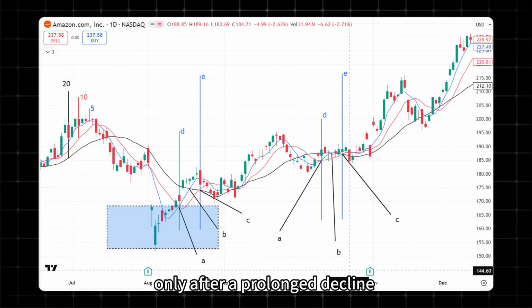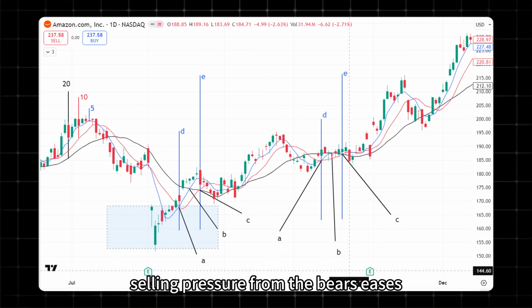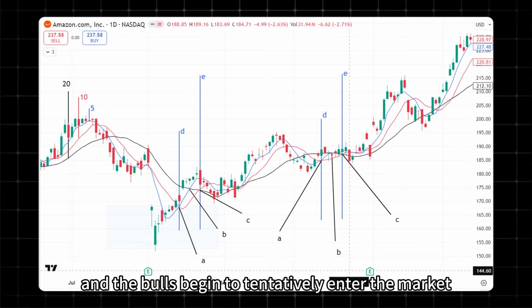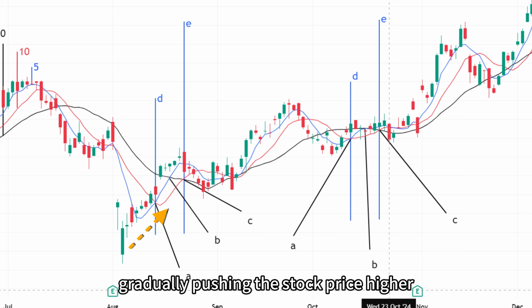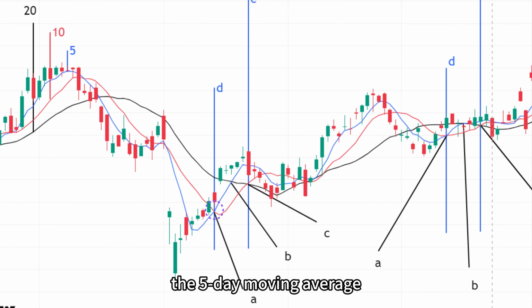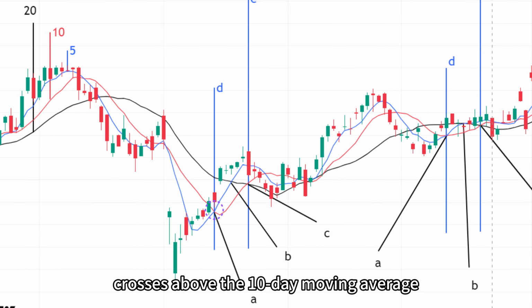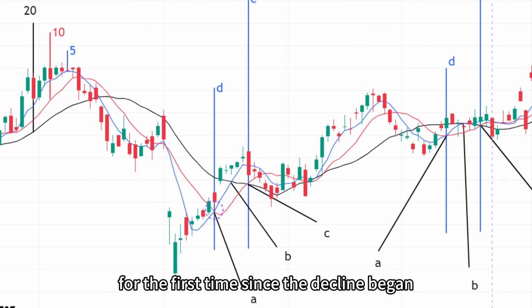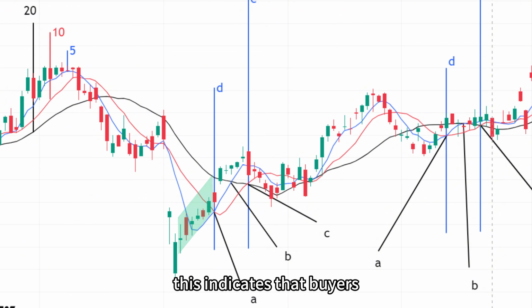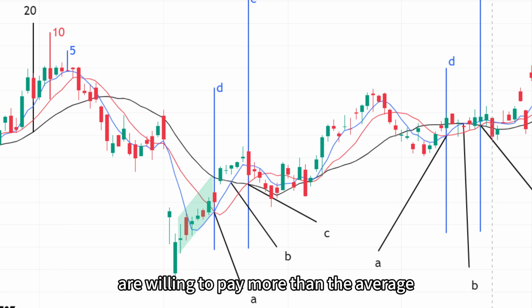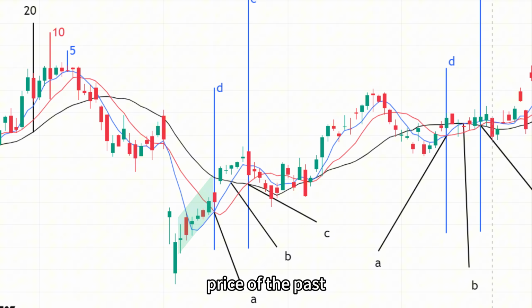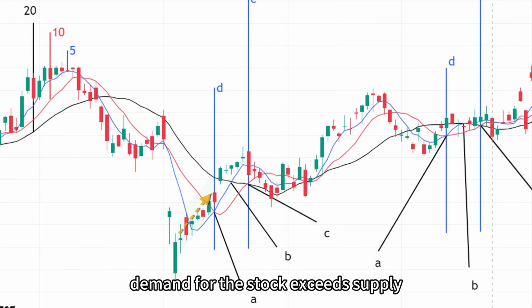Only after a prolonged decline, when the stock can fall no further, selling pressure from the bears eases, and the bulls begin to tentatively enter the market, gradually pushing the stock price higher. As the price recovers, the 5-day moving average crosses above the 10-day moving average for the first time since the decline began. This indicates that buyers over the past 5 days are willing to pay more than the average price of the past 10 days to chase the rally, reflecting that short-term demand for the stock exceeds supply.